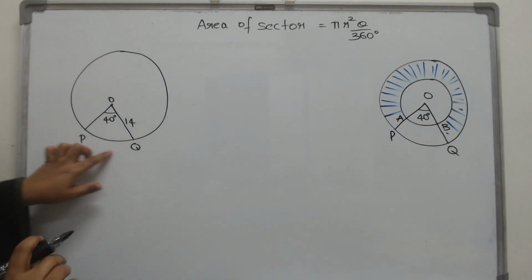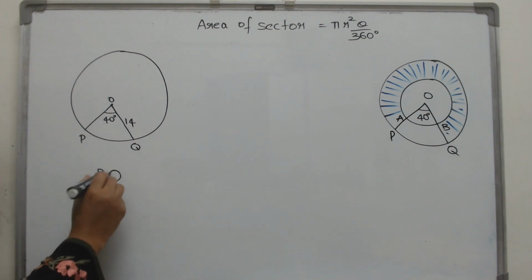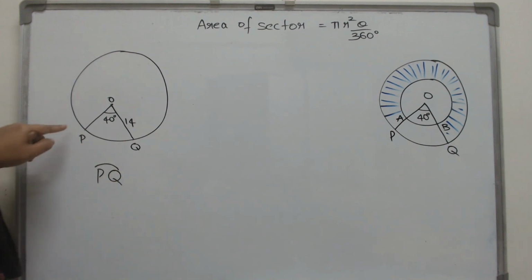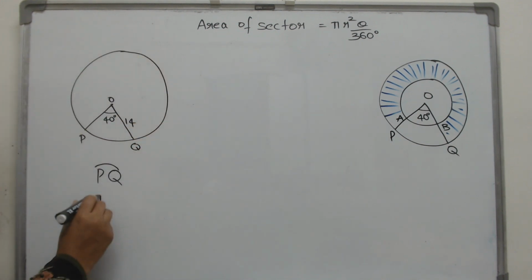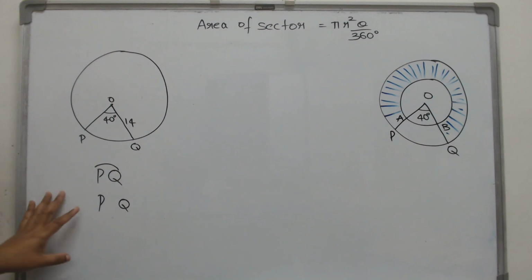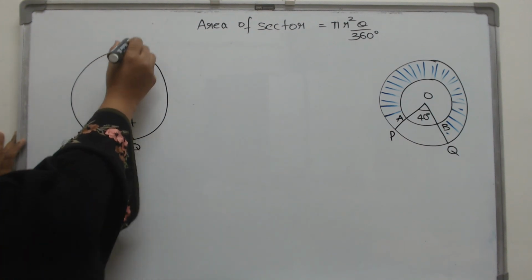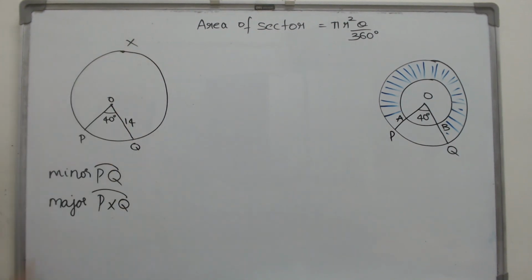A small arc here, PQ, the minor arc. Then again there is a big arc, the same one, that is also PQ. To avoid confusion, I will just randomly take a point X here. So I will call the minor arc PQ and the major arc PXQ.